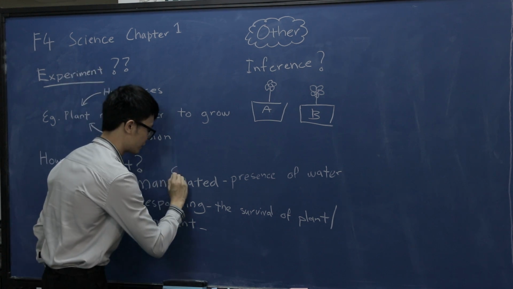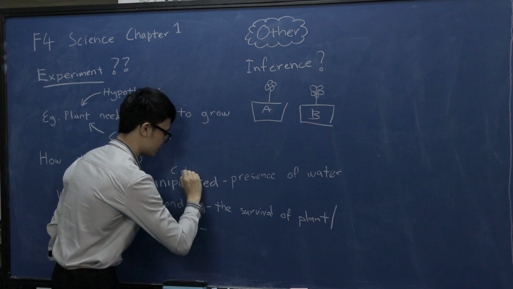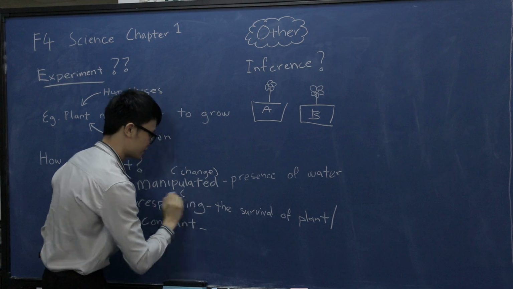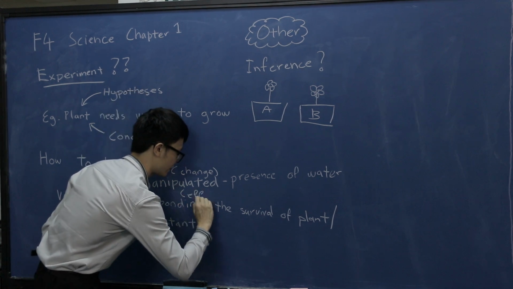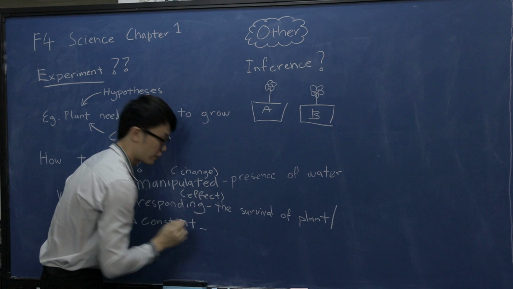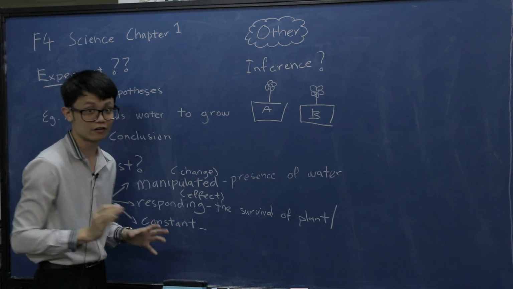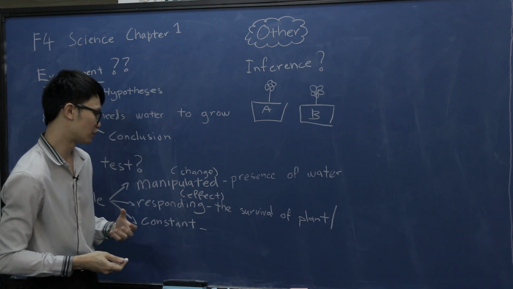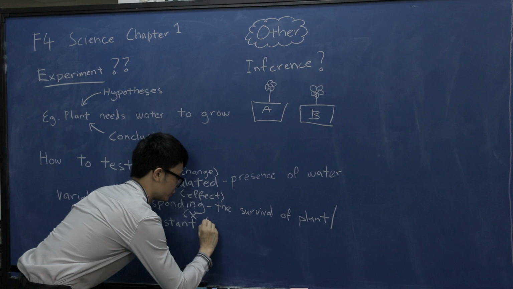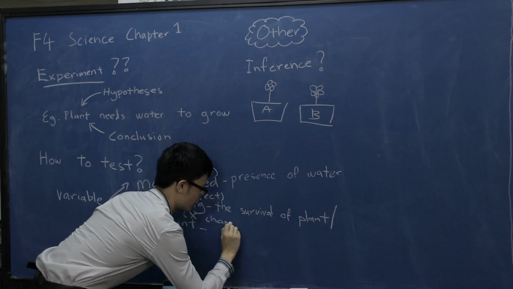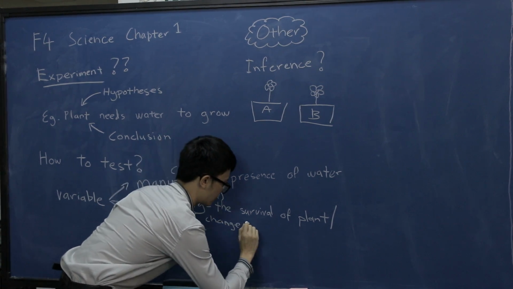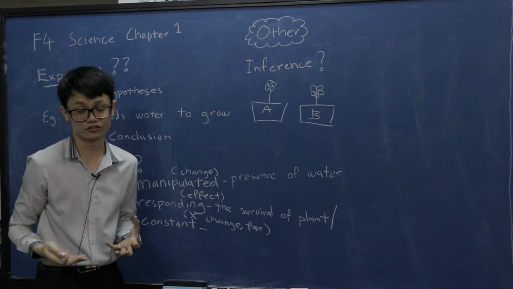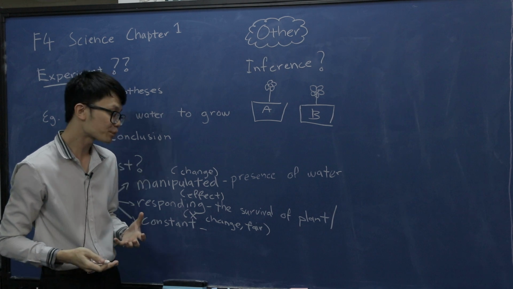I just write here 'change' so that you always remember. Manipulated is the thing that can change in order to get the result. Responding is the effect. And the constant variable is the thing that you cannot change so that the whole experiment will be fair. So I would say cannot change, to be fair.